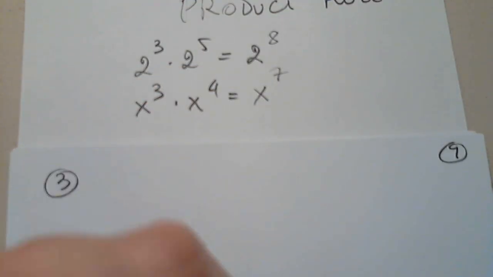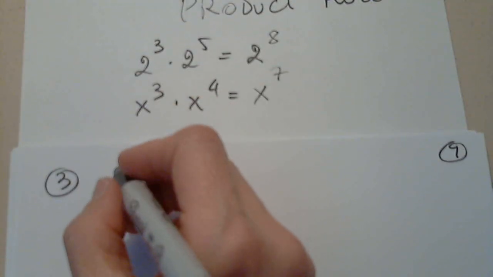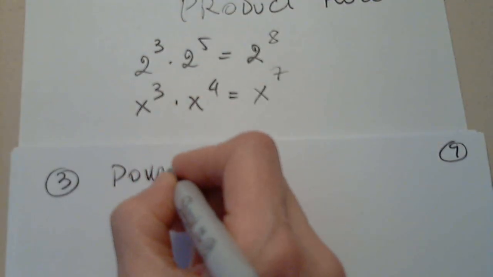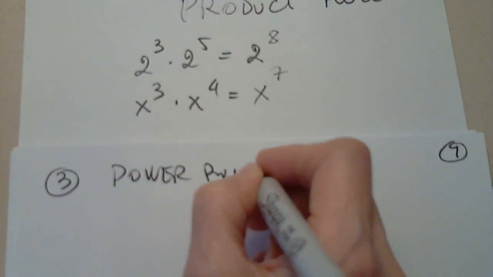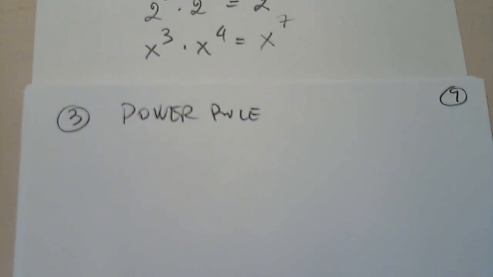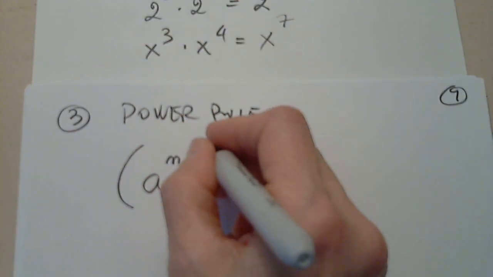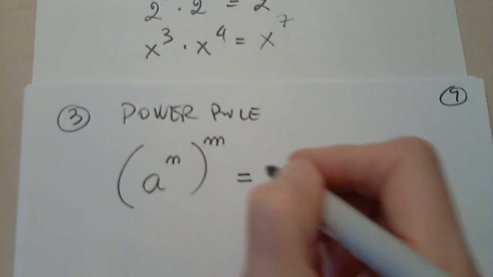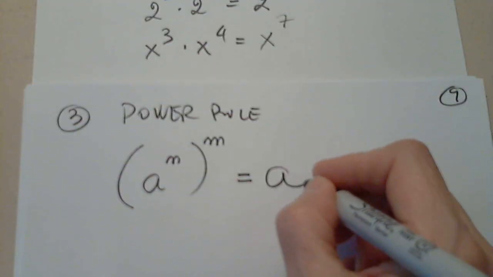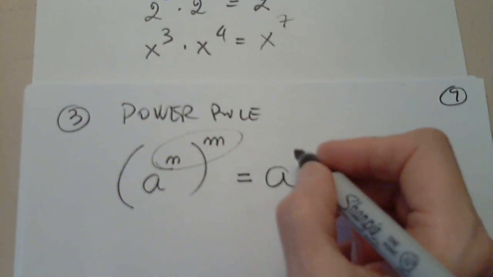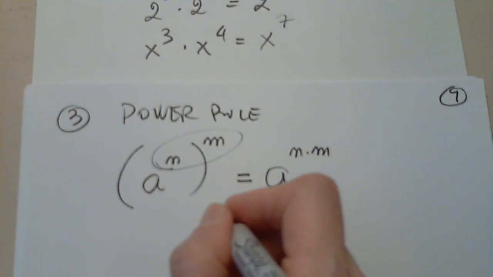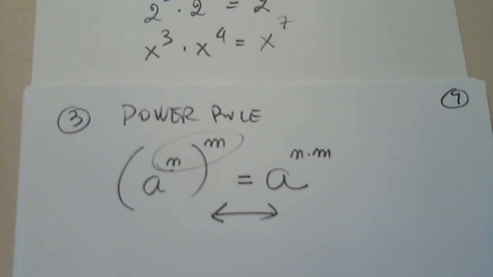Rule number 3. Power rule. So here's the power rule. A raised to the nth power, but everything raised to the mth power. We copy the base. This time we multiply the exponents. N times m. And of course, we can go back and forth.